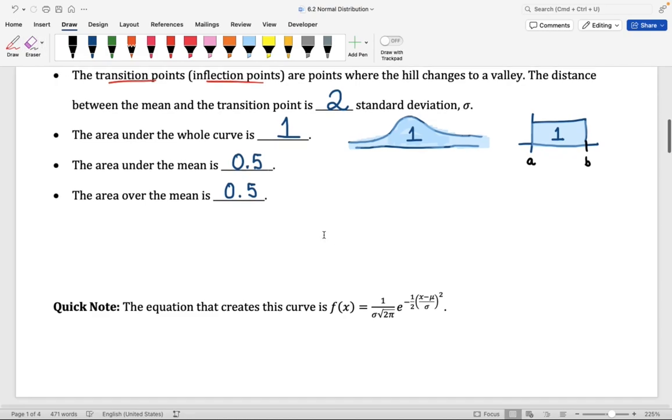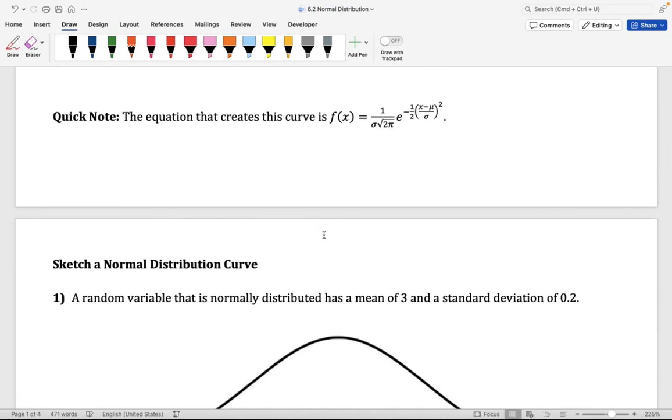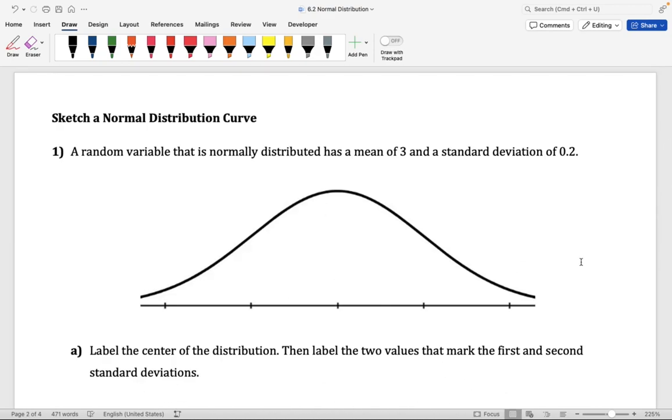Okay. So let's go ahead and talk about how to sketch a normal distribution curve. And we're not just going to talk about how to sketch it. We're also going to talk about how to label a normal distribution curve. Let's look at this example. A random variable that is normally distributed has a mean of 3 and a standard deviation of 0.2. So here we're going to assume that we're talking about the population mean. So let's just go ahead and use mu. Here we're being told that mu is equal to 3. We're also given the standard deviation. We're going to assume that this is the standard deviation from the population. So we're going to write sigma is equal to 0.2.